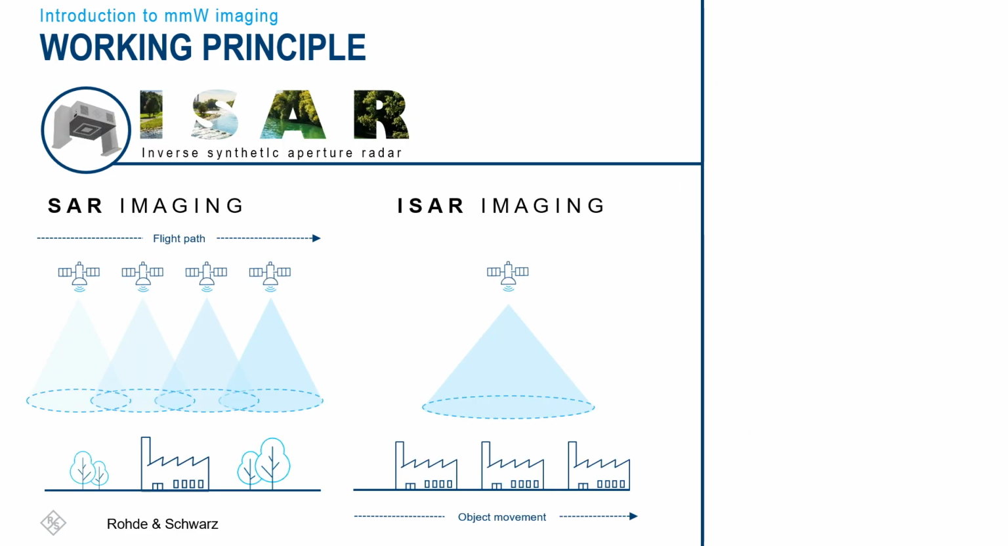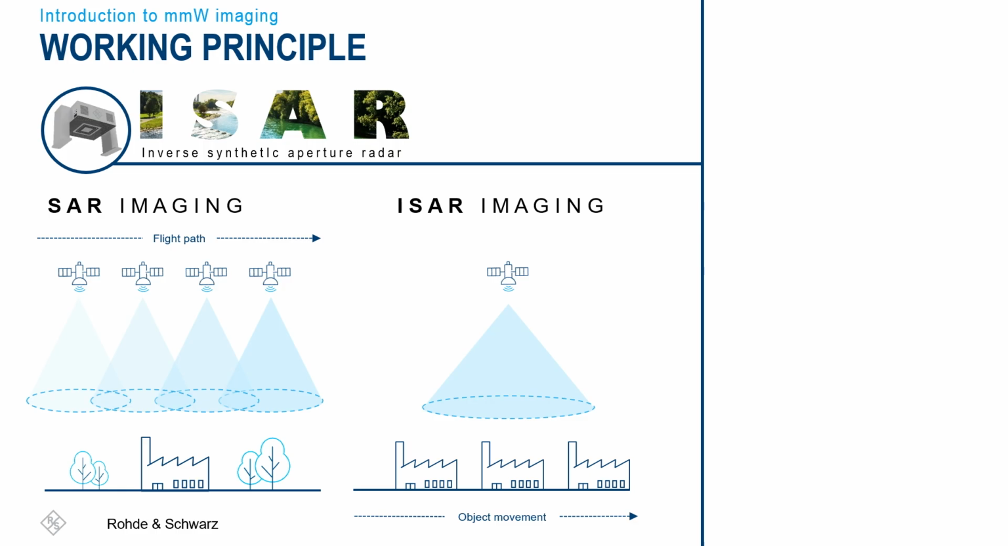There's another technique called ISAR imaging. So ISAR imaging is coming from SAR imaging, and SAR means synthetic aperture radar. This technique is known for years from satellite imaging. So the radar satellites are moving around the Earth, and they are constantly capturing images. These images are then combined.